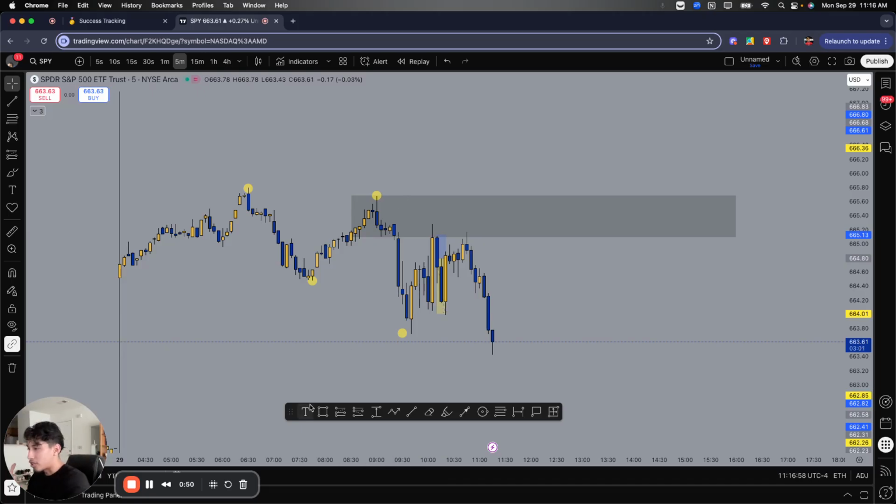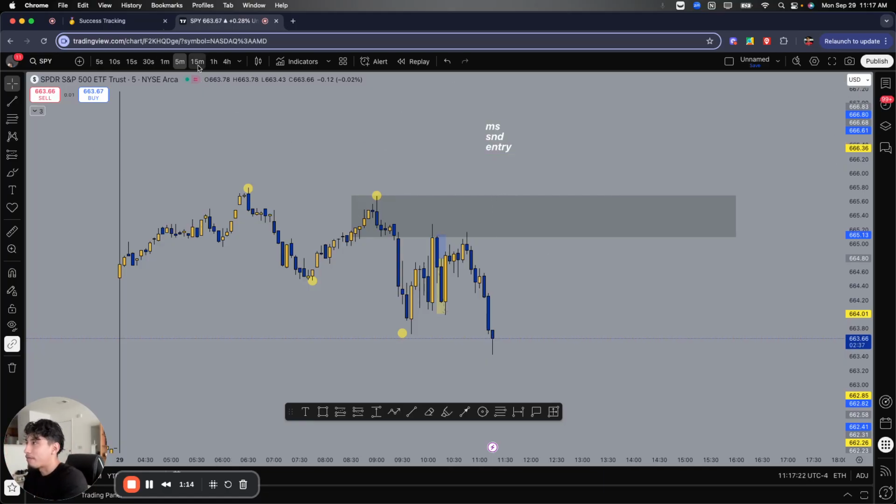So right here, as y'all know, the first thing that I look for is market structure. The second thing is supply and demand. And the last thing is an entry model. So those are the three things that I look for when it comes to my trading strategy. Before I even enter any trade, I have to find something that matches all three of these things. Okay.